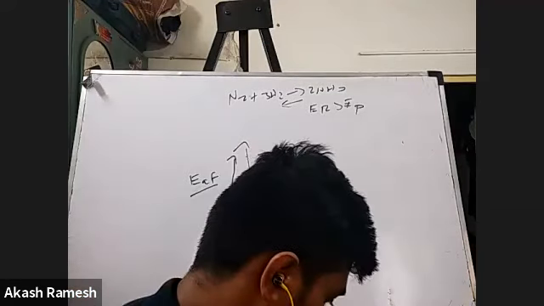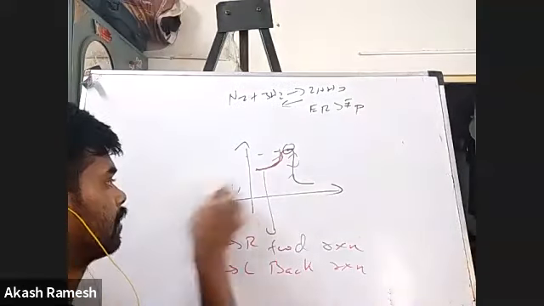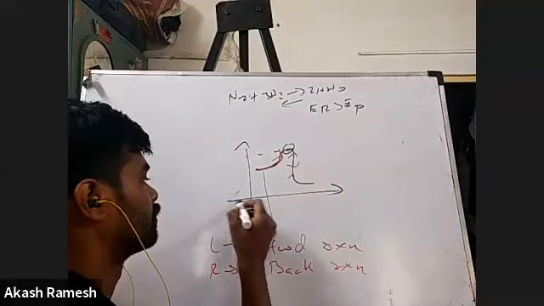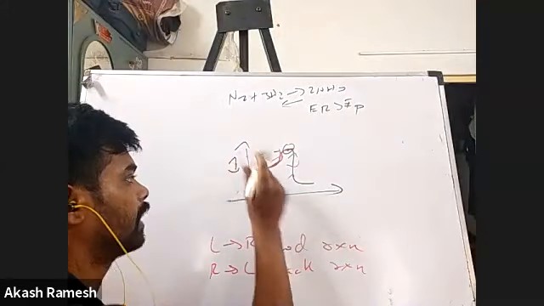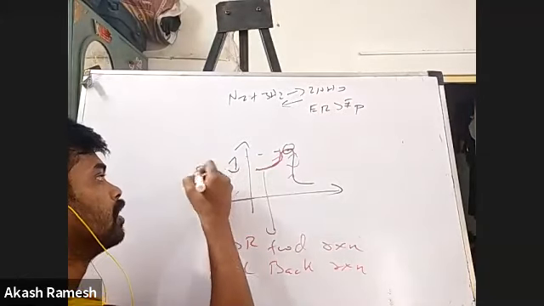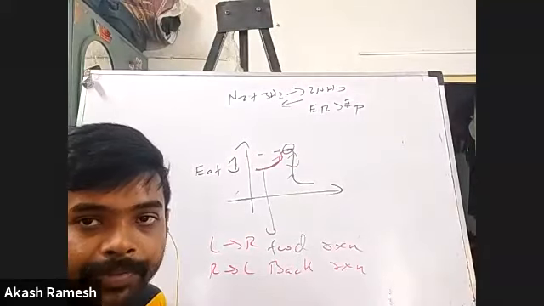Okay, it is actually this curve. Like this is the initial energy of the reactants. It has to cross the energy barrier. So this is my activation energy for the forward reaction.